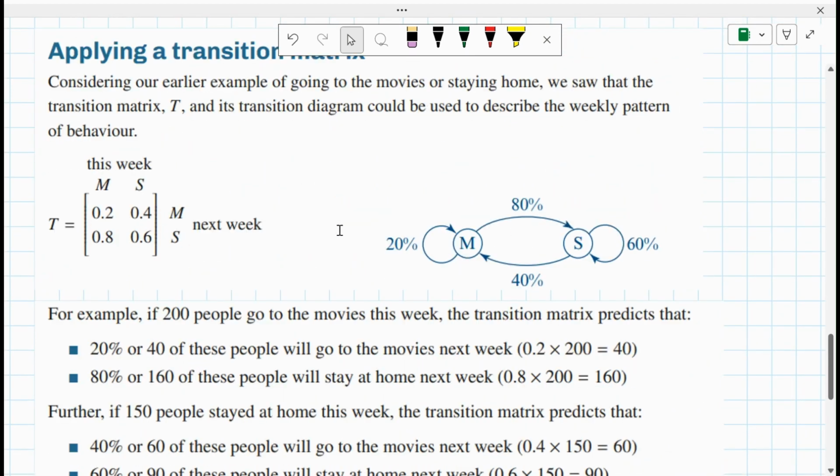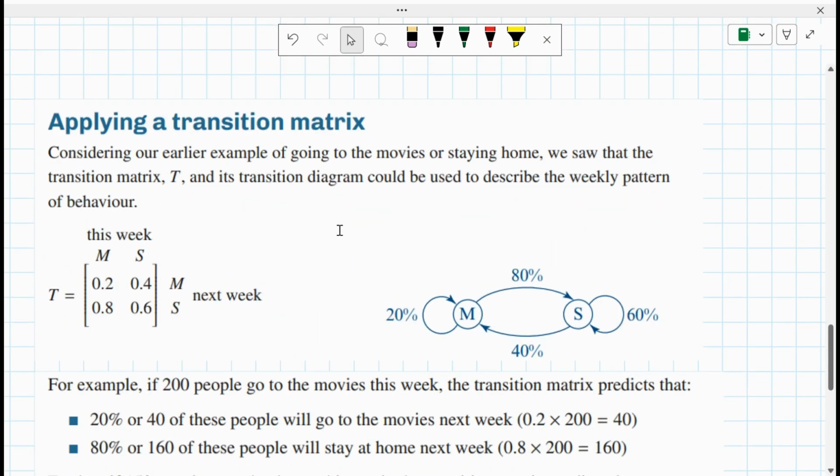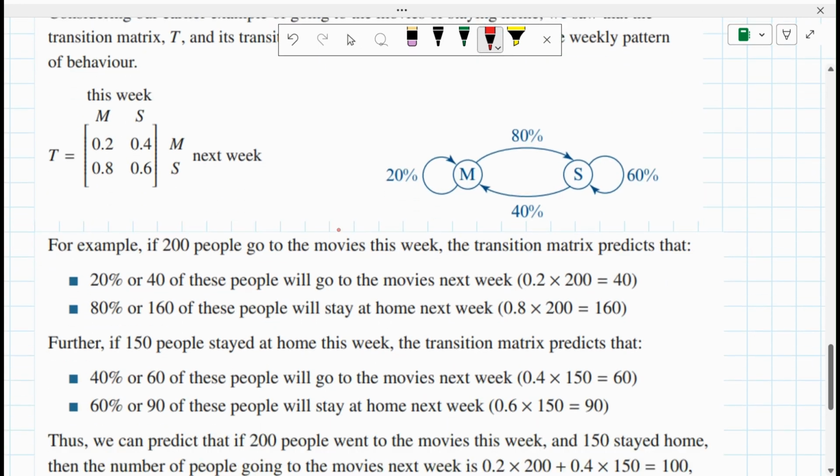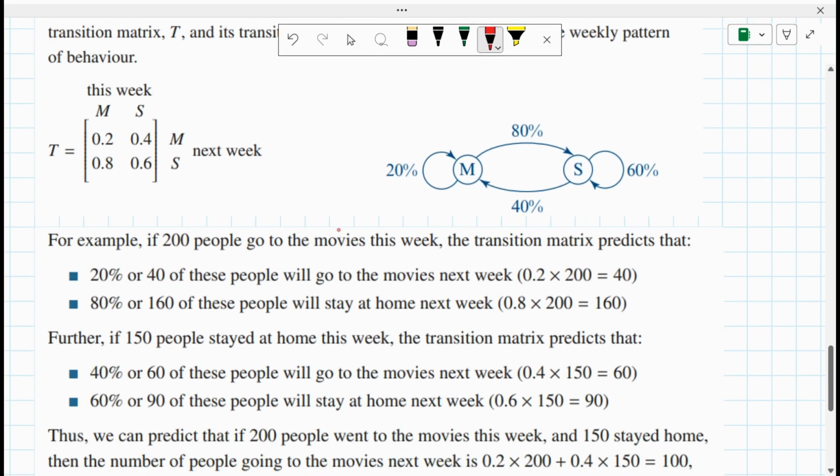All right, so we're going to go with applying a transition matrix. This is the same example with a weekly pattern of behavior again. For example, if we have 200 people going to the movie this week, 20% of them, or 40 people, will go to the movie next week, because 20% of 200 is 40 people. That's how we calculate for the next time, which means 80% of these people stay at home, which is 160 people.